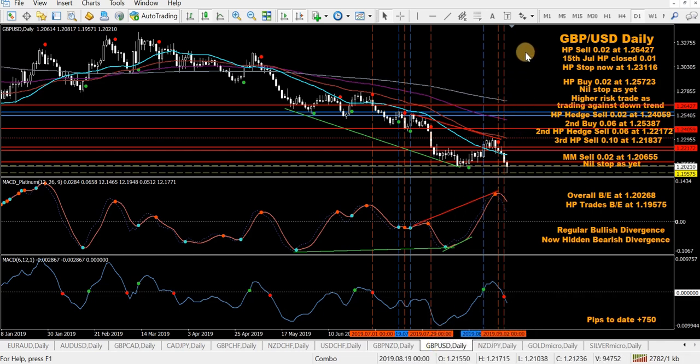Pound USD, heap of trades here. You can read my notes. So started all the way back here. Sell, which I don't even know what that was. HP sell. So that's still in. There's a stop level there for that. So that's the first one out of the way. And I took a buy, hedge sell, second buy, another second hedge sell, and a third buy.